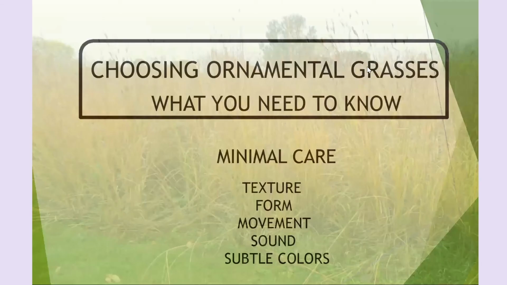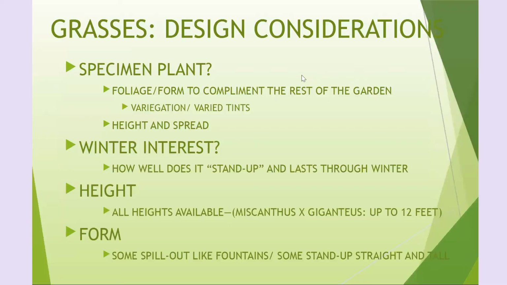So when you choose ornamental grasses, you need to know what use you are going to make of them. Is it going to be a specimen plant? Or are you going to use them to cover a big area, to define a wall? Does it have any winter interest? If you want it for winter interest also, make sure that it will not be mush after the first frost. They come in all heights, and now you can get them in all colors, and you already should know the form.